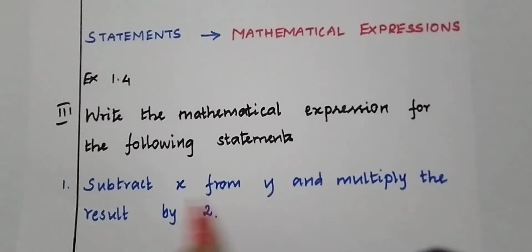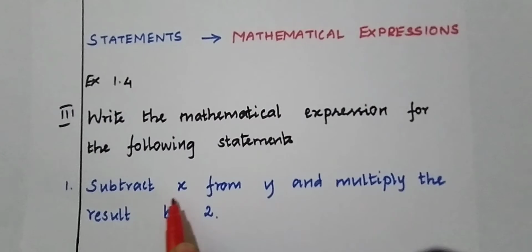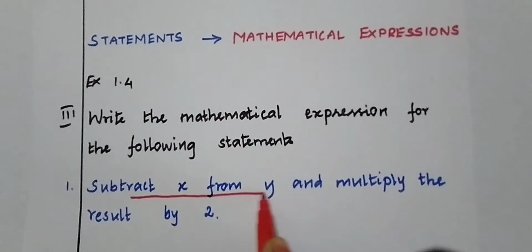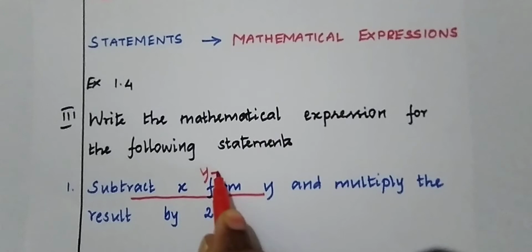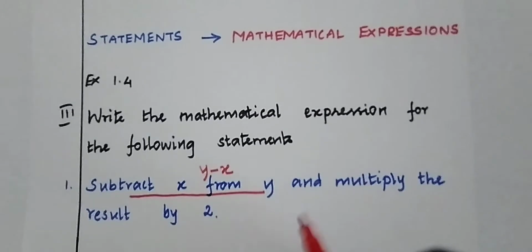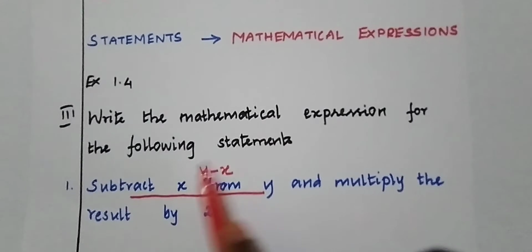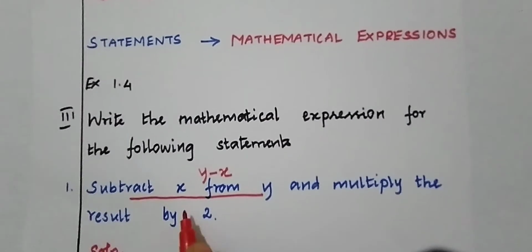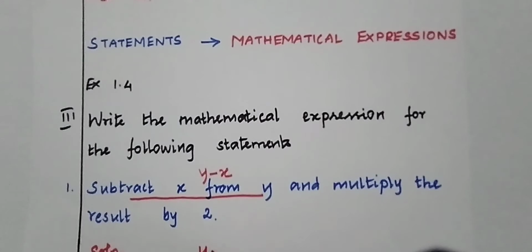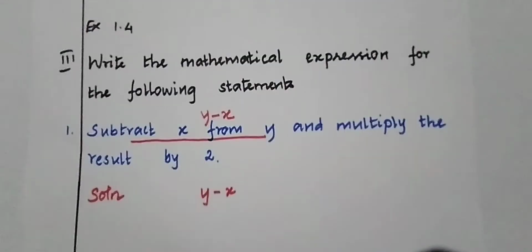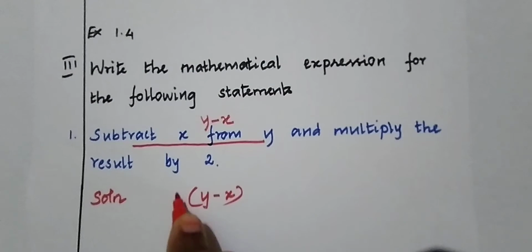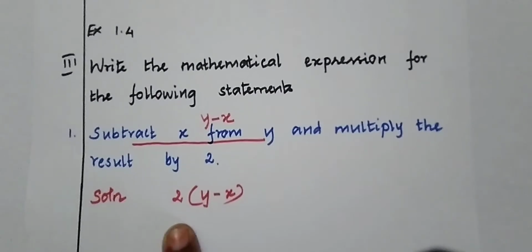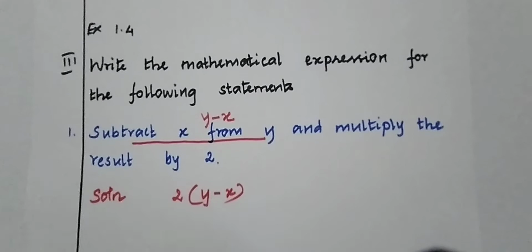Subtract x from y, which means that subtract x from y is y - x and multiply the result by 2. Now we have got the result as y - x. Now you have to multiply this one by 2. So you can write the solution as, subtract x from y is y - x and multiply the result by 2. So your answer is 2(y - x).